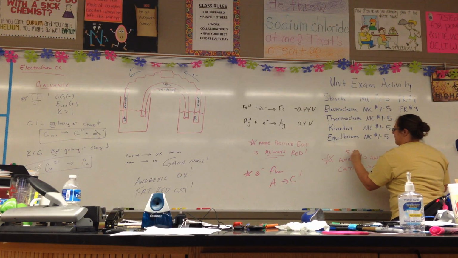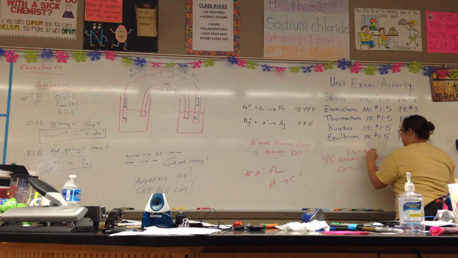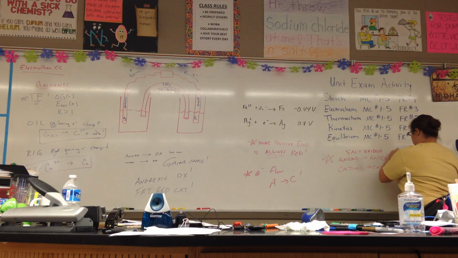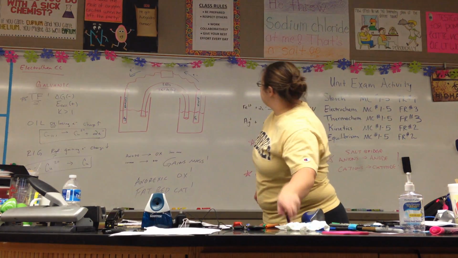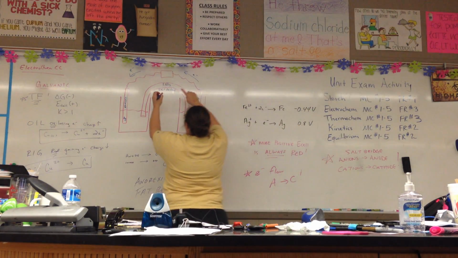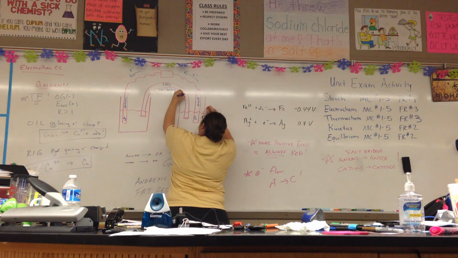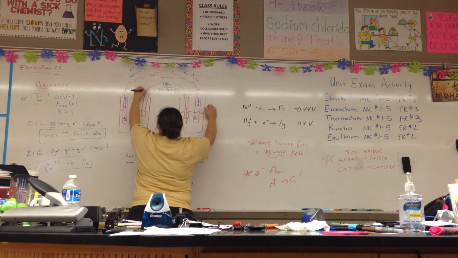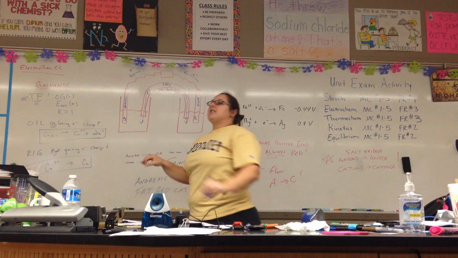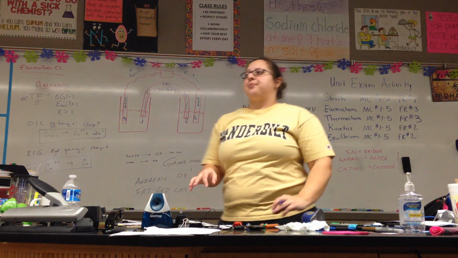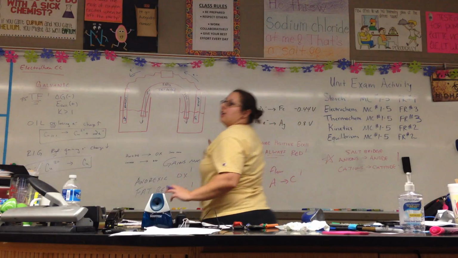Okay, so this is for my salt bridge. That's what happens. So in this case, my anions are going to go to my anode. So NO3- is going to travel in this direction. My K+ is going to travel in that direction. And what's the purpose of the salt bridge? It balances out the charges.